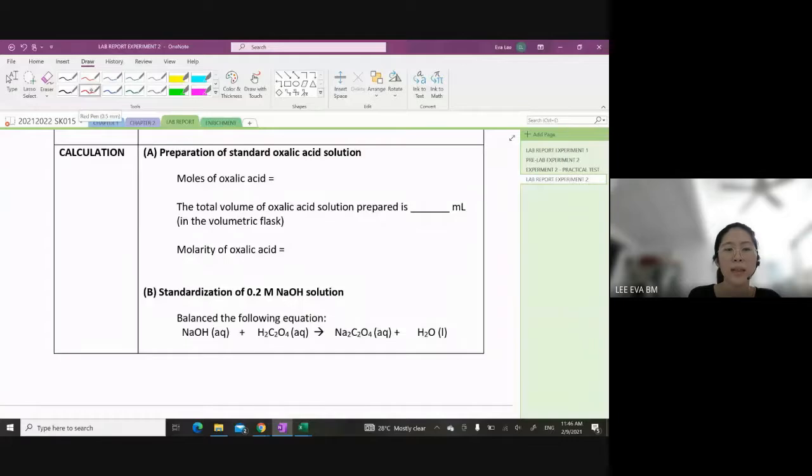So if you look at part A, preparation of standard oxalic acid solution, we need to find the mole. Just now in the table, you have already calculated it, using the mass divided by the molar mass of hydrated oxalic acid. Remember, use H2C2O4 dot 2H2O. The total volume of oxalic acid solution prepared is 250 milliliter, change it to liter, and then the molarity is exactly like just now. In this part, you can show your calculations over here.